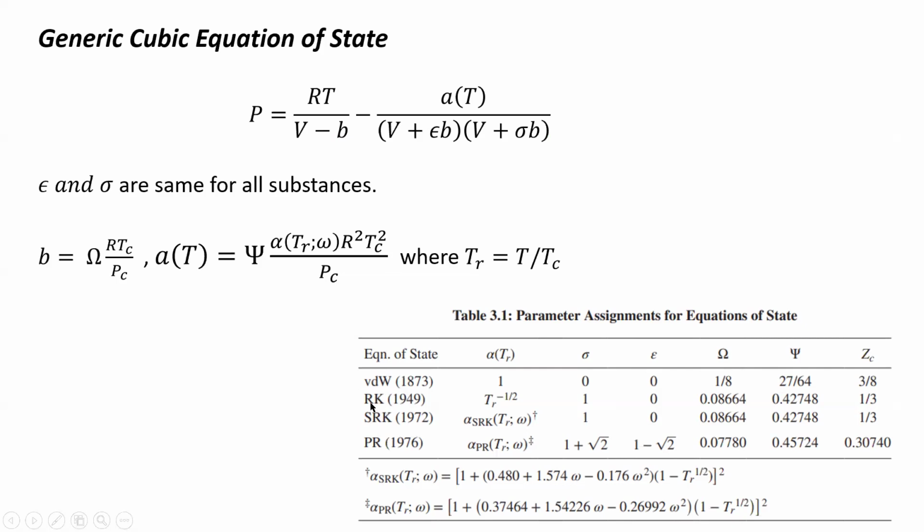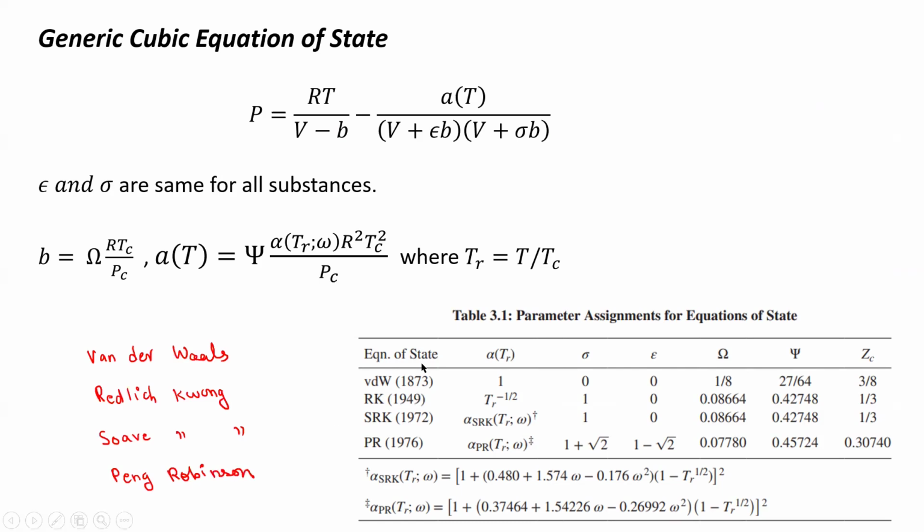This is the Redlich-Kwong equation. And this is Peng-Robinson. So these are named after the work.